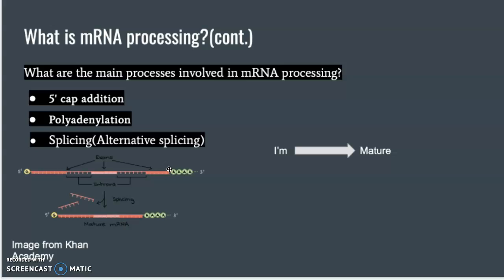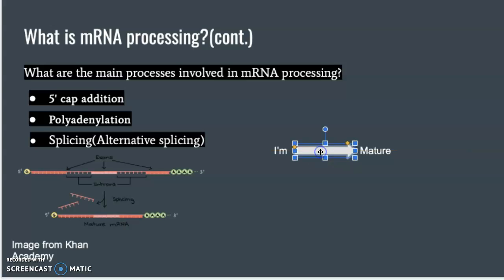So what are the main processes involved in mRNA processing? These processes are the 5' cap addition, which is right here. We're adding a 5' cap to our pre-mRNA, and then polyadenylation. You see this AAAAA, that's called a polyadenylation. Adding that is just polyadenylation. And then splicing. You see how we're cutting things? That's splicing.